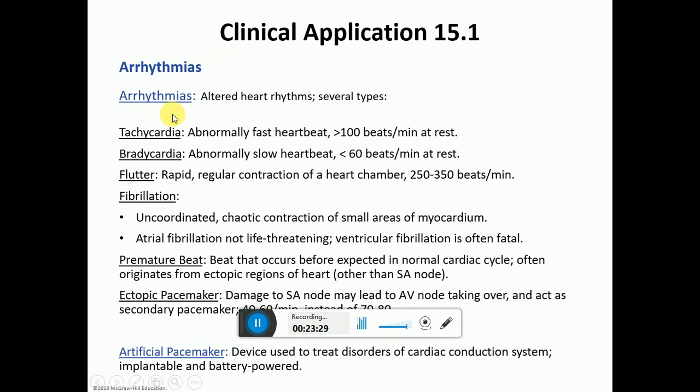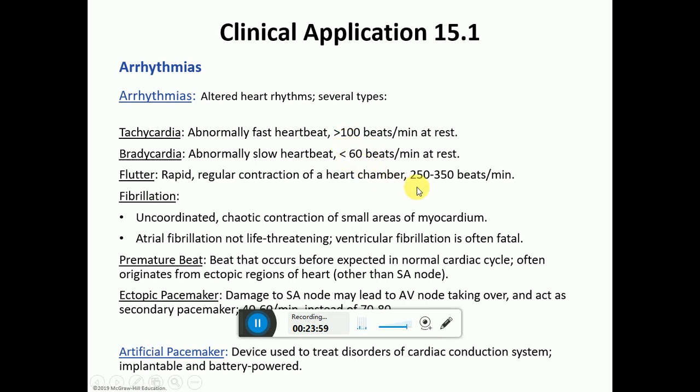Arrhythmias are altered heart rhythms or irregular heartbeats. Those could either be tachycardia or bradycardia. Tachycardia would be an abnormally fast heartbeat, which is more than 100 per minute. Normal heart rate is between 60 to 90. It's very variable from one person to another. Heart rate at rest more than 100 is known as tachycardia. Less than 60 per minute is known as bradycardia.